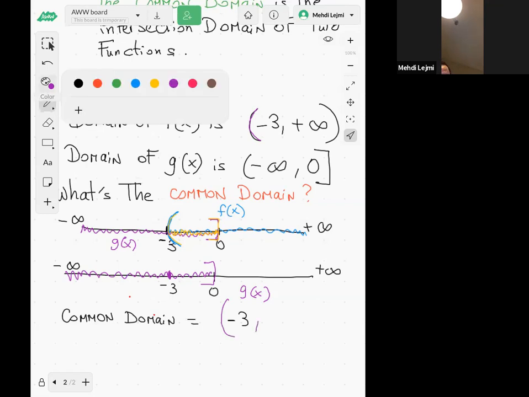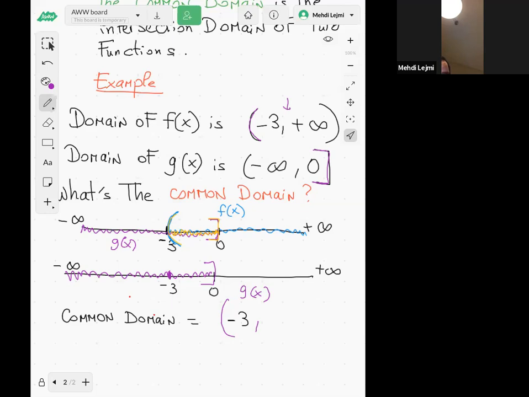And then the 0, what about the 0? Do we include the 0 or not? Well, the 0 is included in g, right? And it's also included in the domain of f, because 0 obviously is between negative 3 and infinity. So 0 belongs to both domains. So it's a common value, so it's included.